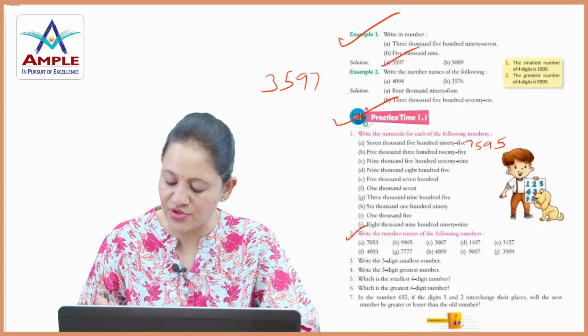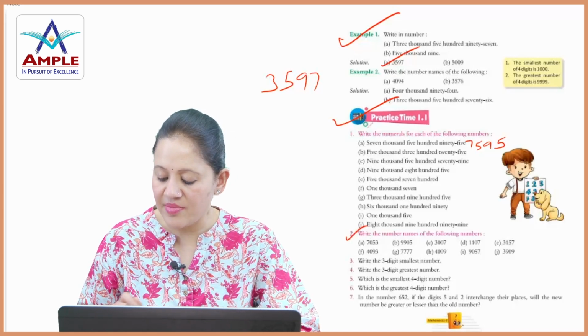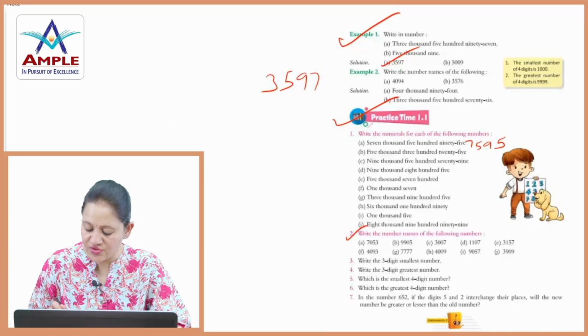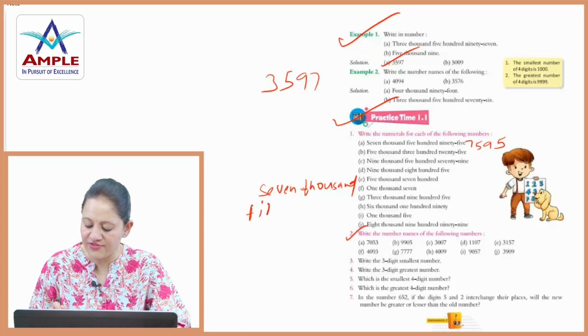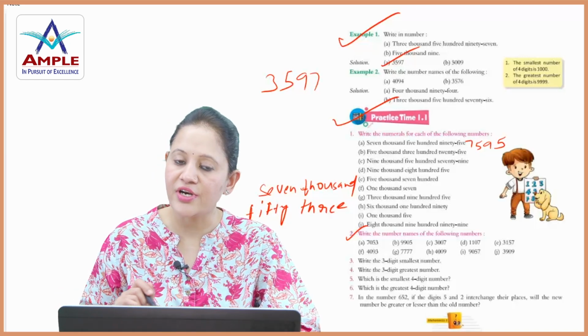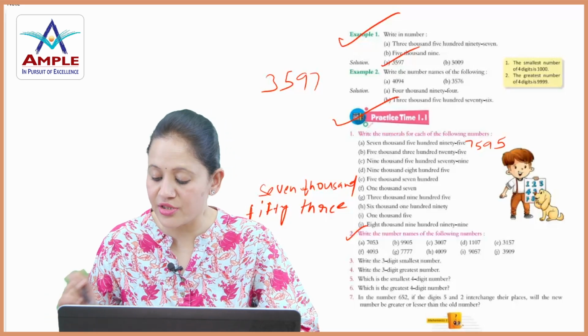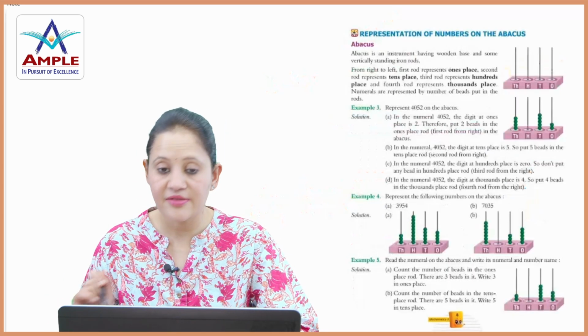Next, write the number name for the following numbers. So here we have to write the number name. The number is 7053. So we'll write seven thousand, 7000, and fifty-three: fifty, 50, and three, 3. Clear? So like this, you will write the number names and do all the questions of this exercise.